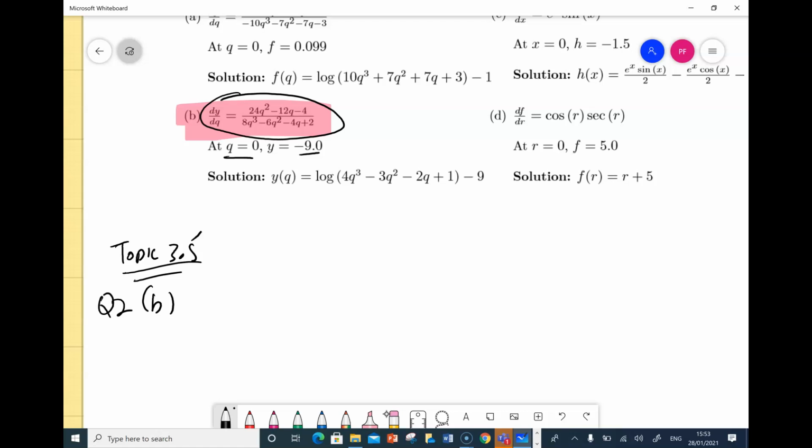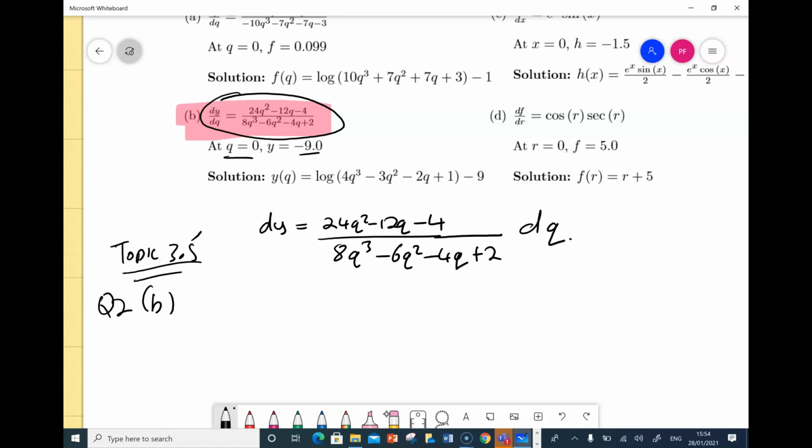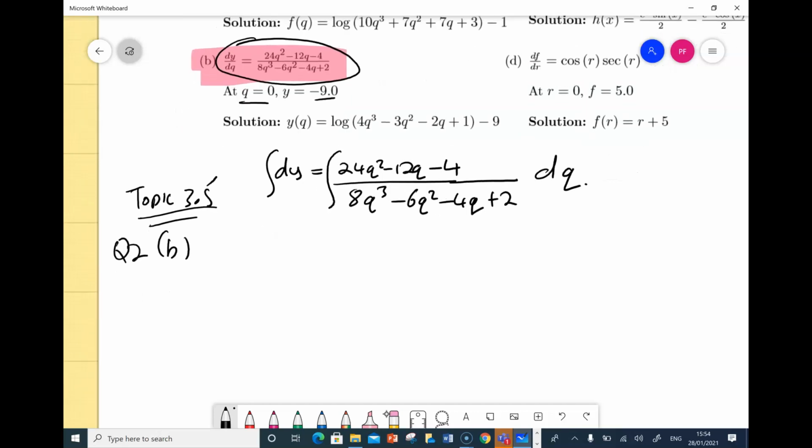So the first thing I'm going to do is bring my dq over. So dy equals 24q squared minus 12q minus 4 over 8q cubed minus 6q squared minus 4q plus 2, and I bring my dq over, so dq. Now I'm going to integrate both sides to get rid of my d's, essentially to get rid of my derivatives, so do the antiderivative. So I get y is equal to.